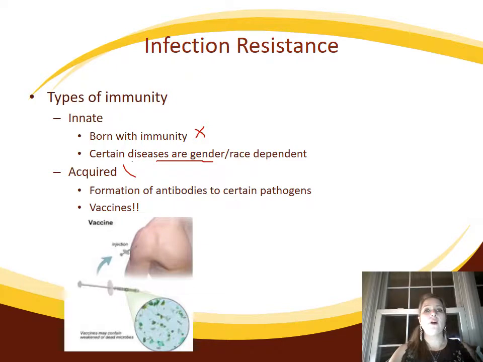Then we have acquired immunity, which is the formation of antibodies to certain pathogens. So your body has been exposed to that before. It's created antibodies to keep it out of your system and will fight any further infections. So as we just talked about, vaccines.